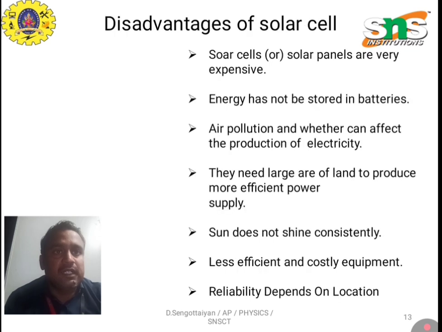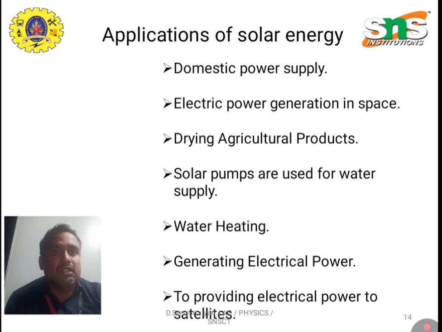Then the disadvantages: solar cells are very expensive. Current research is going on to produce low-cost, high-efficiency solar cells with different types of materials. Currently, silicon solar cells are very expensive. Energy has to be stored in batteries, they need a large area, the sun does not shine consistently, and the equipment is less efficient and costly. The reliability also depends on location.